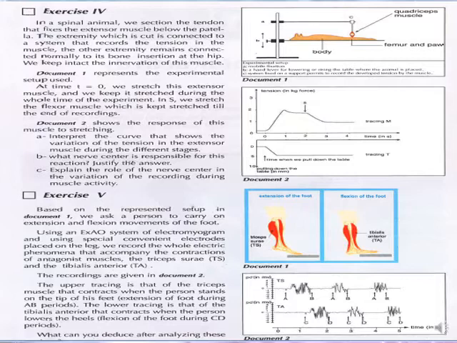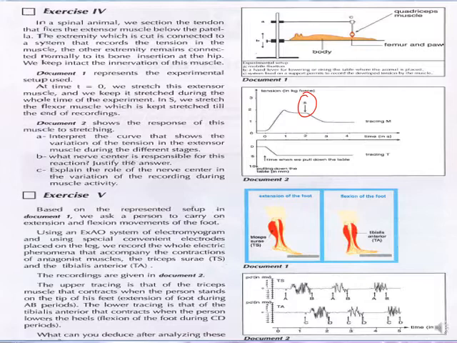At time equals 0, we stretch the extensor muscle, and we keep it stretched during the whole time of the experiment. Then at S, we stretch the flexor muscle, which is kept stretched till the end of the recording. Document 2 shows the response of this muscle to stretching.